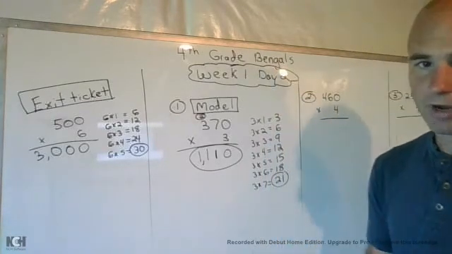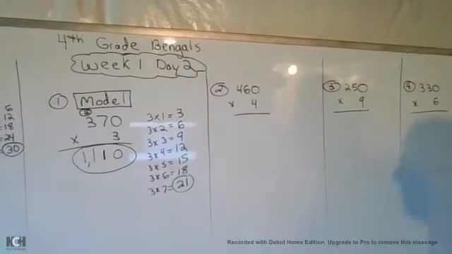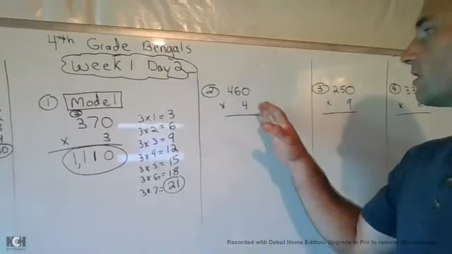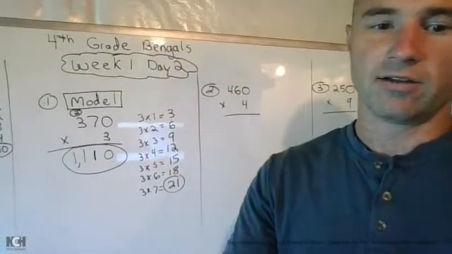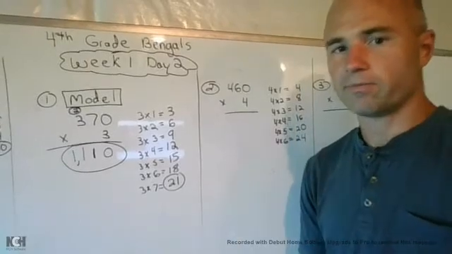All right, so that's our model problem. Let's go ahead. Same concept, same strategies, just different digits. That's it. 460 times 4. Go ahead and hit the pause button to solve now. All right, so you've unpaused it, and let's go over it.